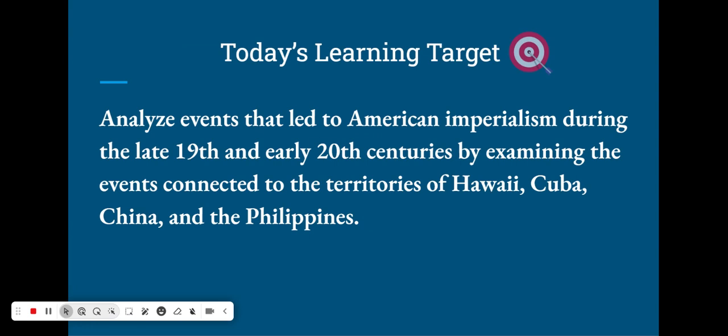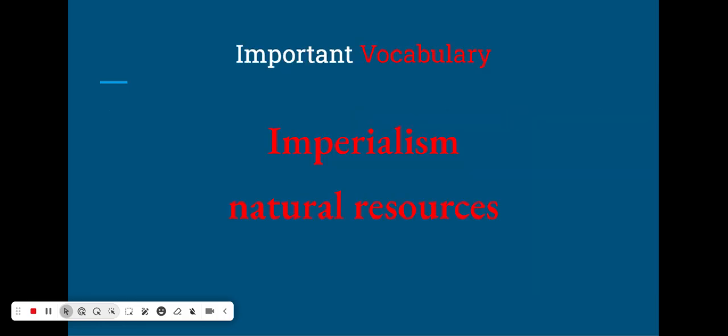The learning target for this is to analyze events that led to American imperialism during the late 19th and early 20th centuries by examining the events connected to the territories of Hawaii, Cuba, China, and the Philippines. Important vocabulary is going to be imperialism and natural resources.